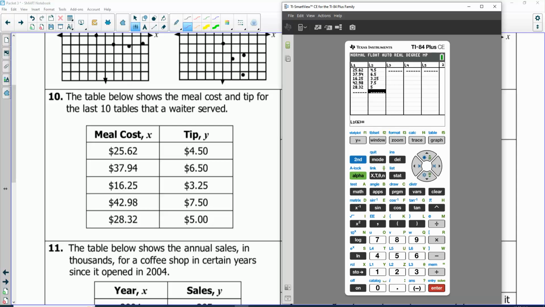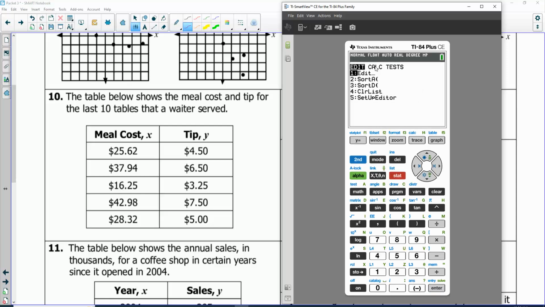Did everybody get that information entered? Okay. So now what we're going to do is push this stat again. You should be looking at this. We want to use the right arrow, so we go over onto calculate. And we're trying to write the equation of the line. So we're going to do number 4, linear regression. So you can go down and just highlight it and hit enter.